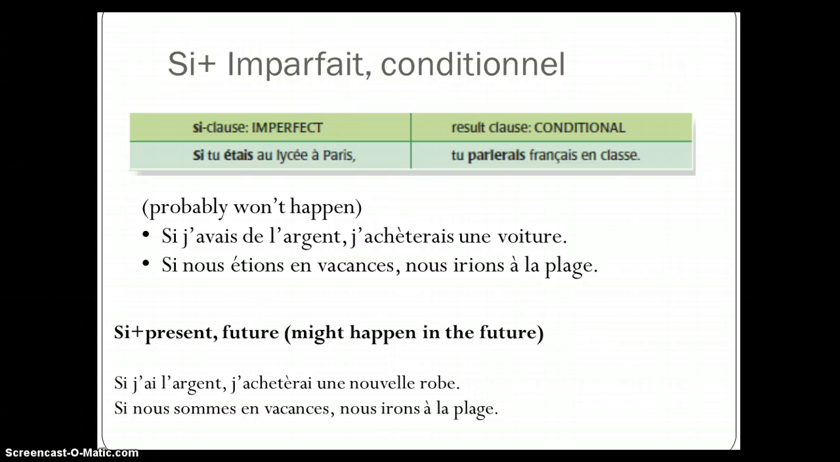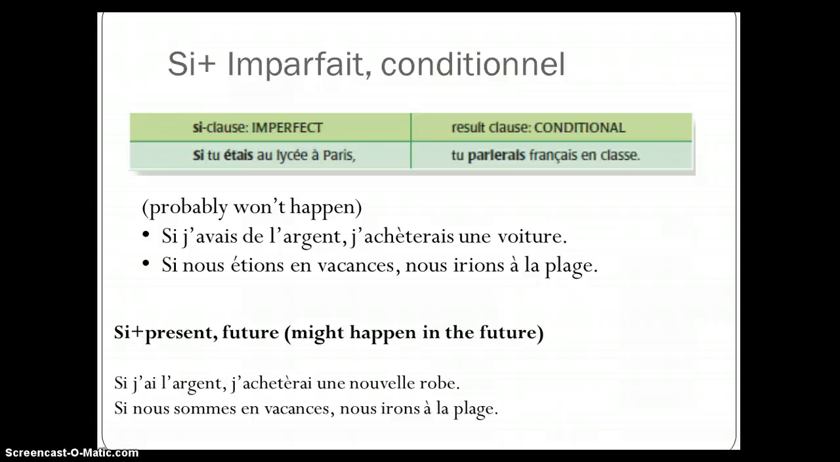For example, si j'avais de l'argent, j'achèterais une voiture. If I had money, but I don't, I would buy a car. Si nous étions en vacances, nous irions à la plage. If we were on vacation, but we're not, we would go to the beach. And that result clause is in conditional.